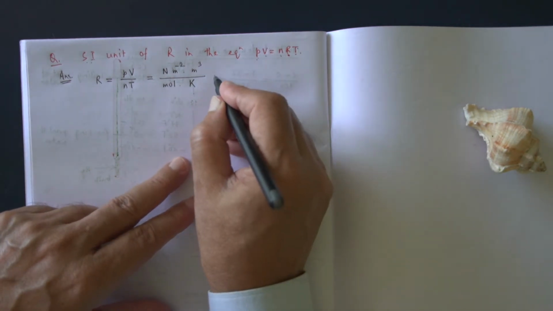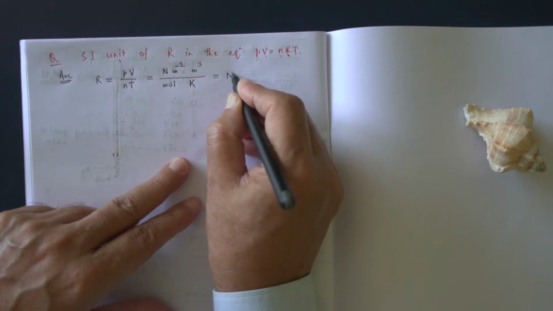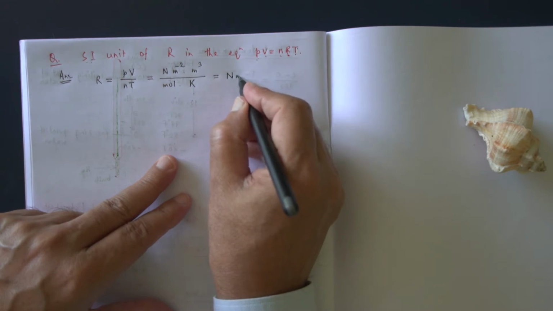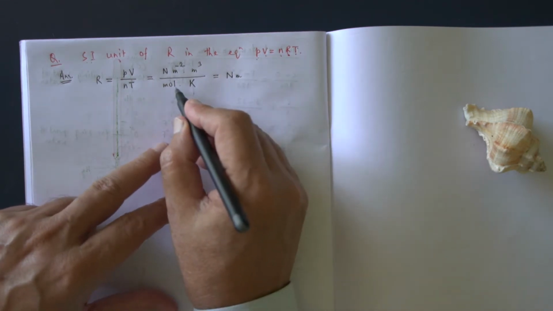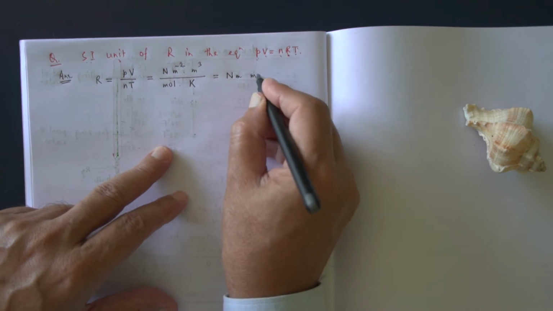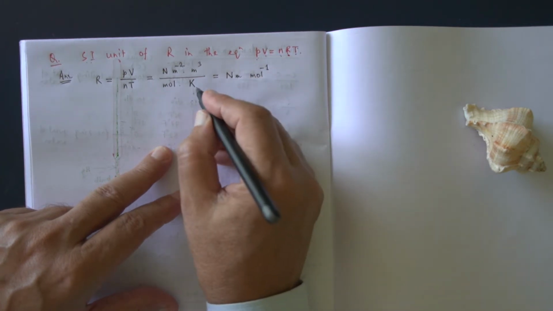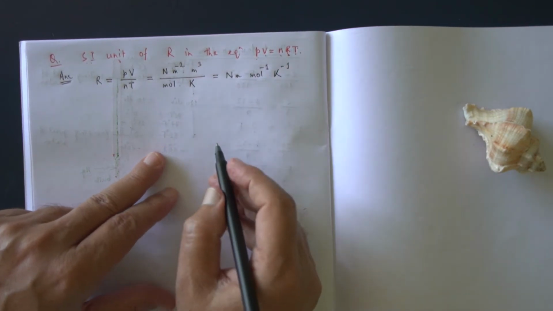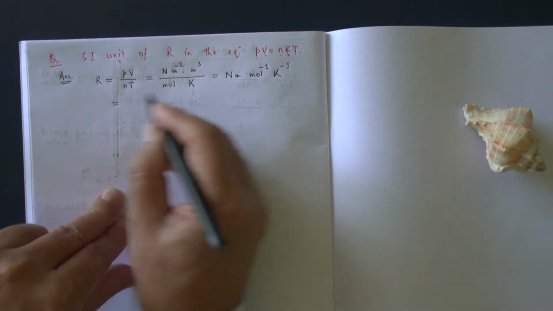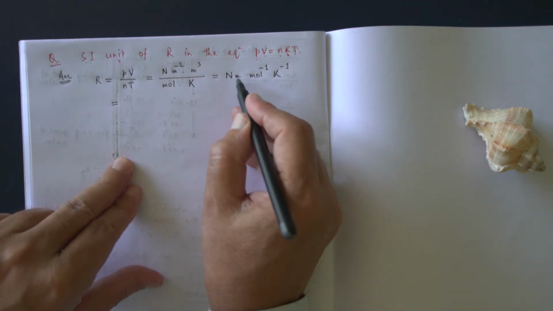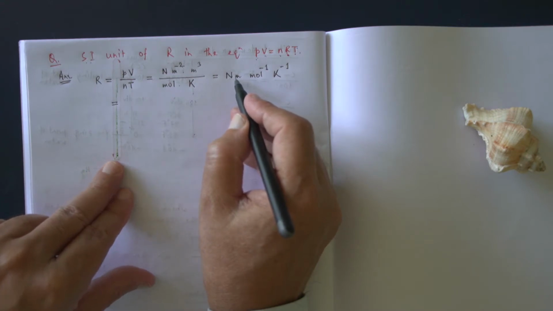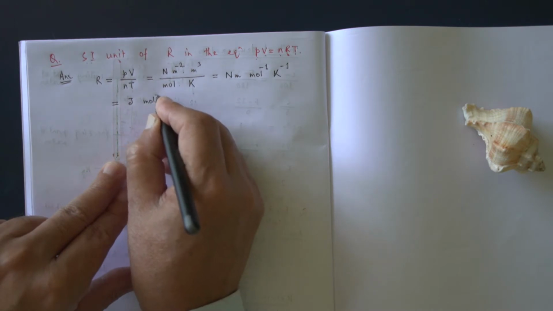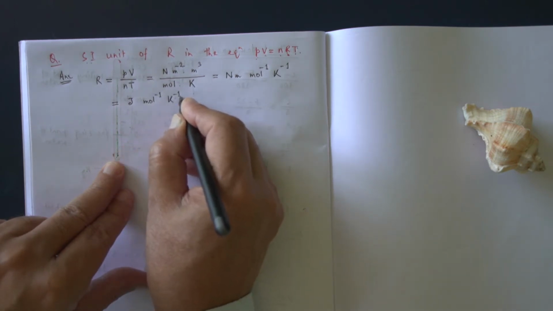Now you see, Newton, now meter cube, meter minus 2. So this will be into meter. Newton into meter. Then mole, I can write it mole to the power minus 1. Kelvin, I can write Kelvin to the power minus 1. Inverse. So Newton into meter, force into displacement, equal to work or energy. So this is equal to joule per mole per Kelvin.